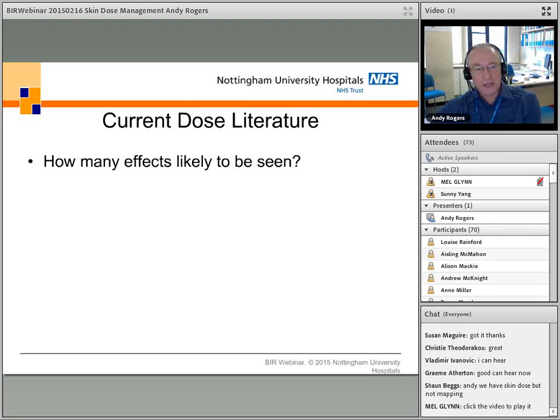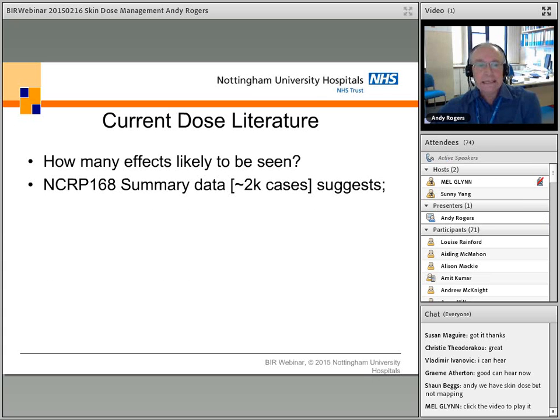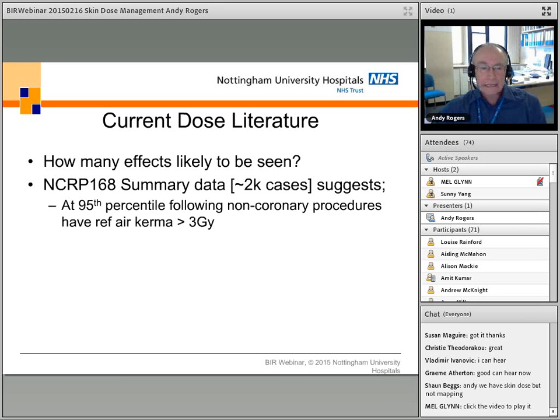If we look at the literature, what are we actually likely to see? How many are we going to see? If we look at the NCRP 168, I said one of the good aspects of that was that it's got loads of cases, about 2,000, which is one of the biggest cohorts that I've seen recently. So the sorts of procedures where you might expect the top 5% to go over 3 gray are TIPS, biliary drainage, and renal work, renal angio or stenting.